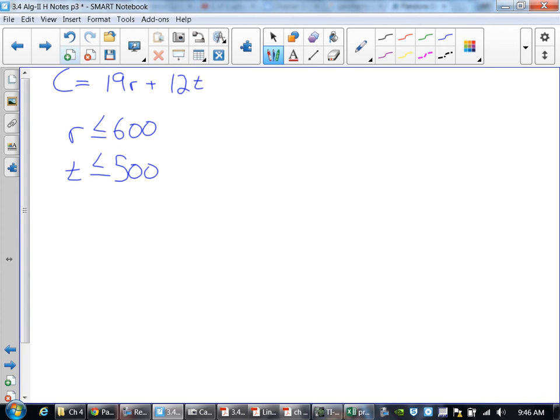It costs me $10 to make a radio, $12 to make a tape player, and I only have $8,400. So the most I have is $8,400 to spend. And it was $10 per radio, and $12 for the tape player. Isn't that all of my constraints? Yeah, that's all it is.